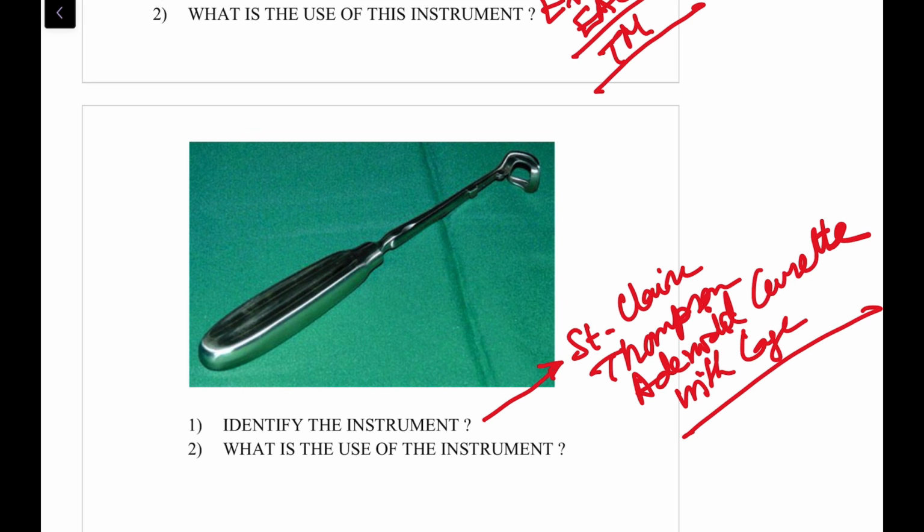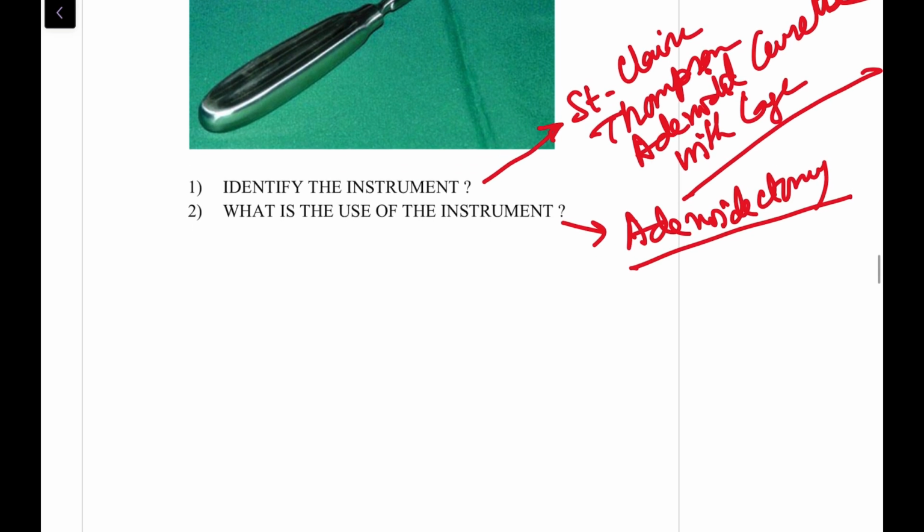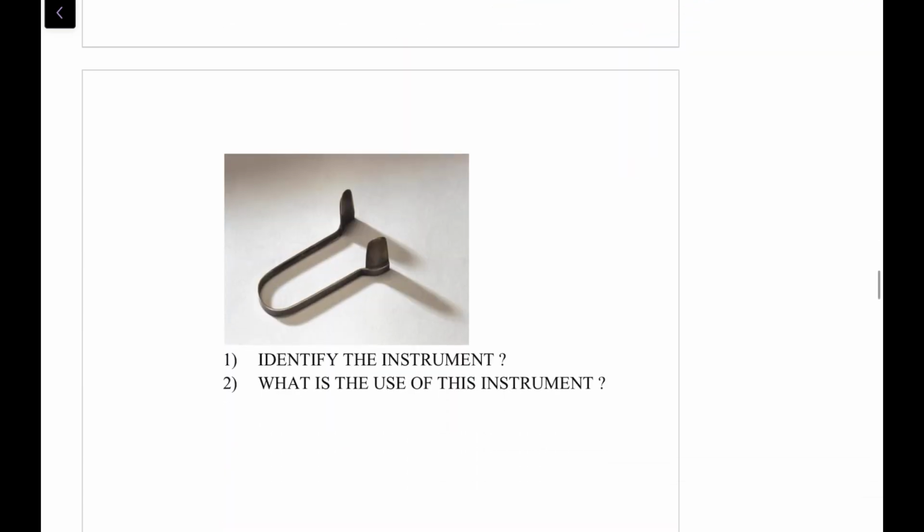So what is the use of this instrument? Adenoidectomy. Here you may be asked cross questions on adenoidectomy, adenoid hypertrophy, adenoid facies, as well as tonsillectomy. So then coming to the next picture, it has been asked to identify this instrument again.